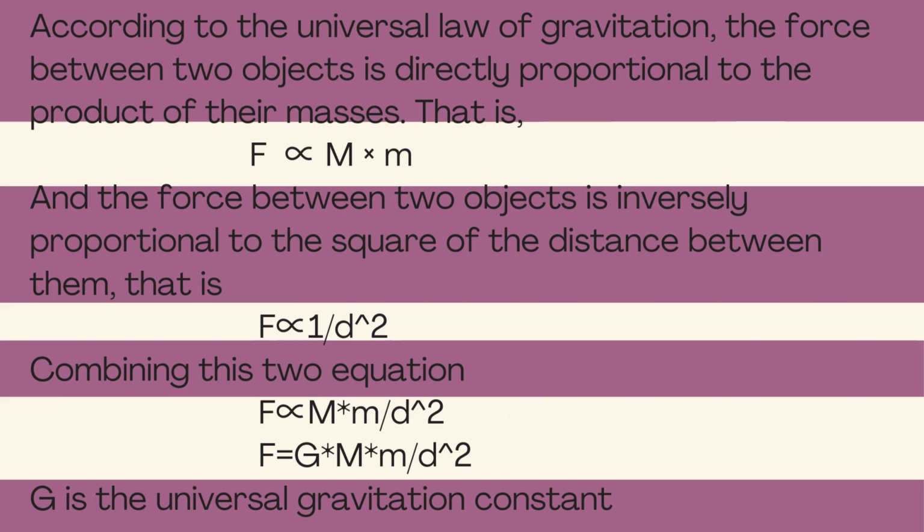According to the universal law of gravitation, we can say that the force of attraction F is directly proportional to m1 into m2, the product of masses. And again, F is inversely proportional to the distance squared, that is, F is proportional to 1 divided by d squared. When combining these two, we get F proportional to m1 m2 divided by d squared. Then if we change the proportionality sign to equality, we use the universal gravitational constant G and we get F equal to G m1 m2 divided by d squared.